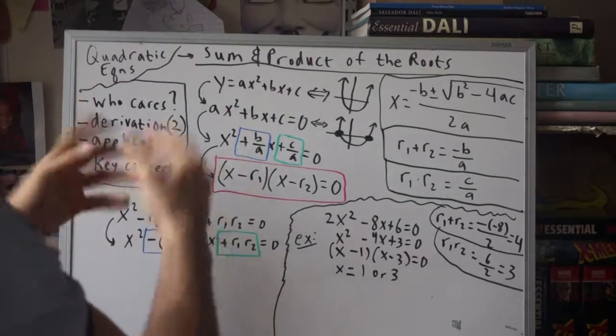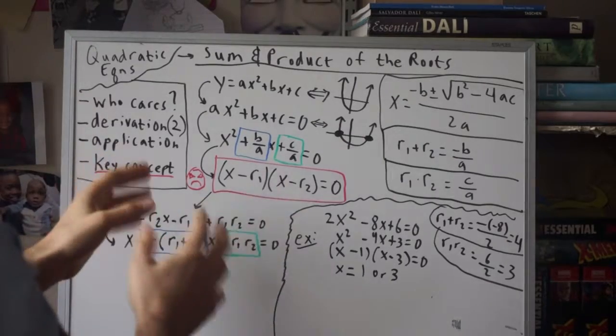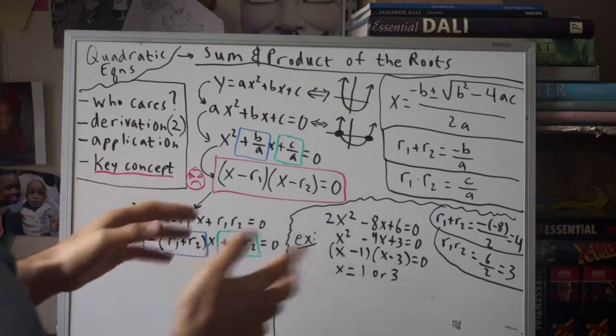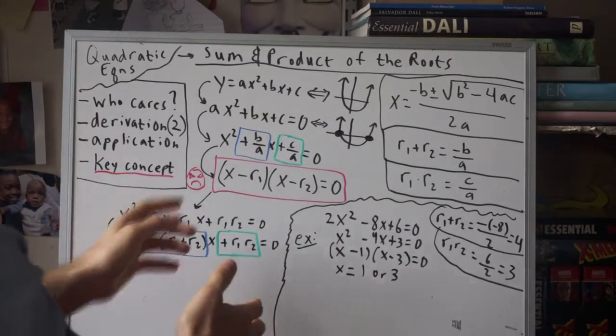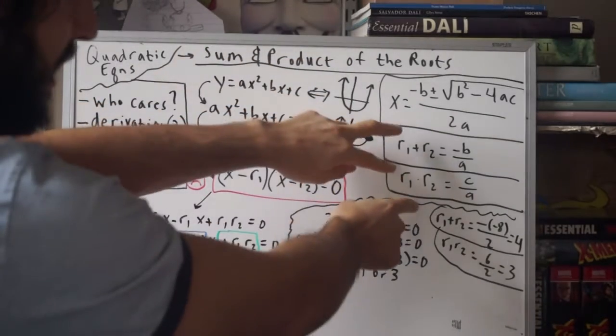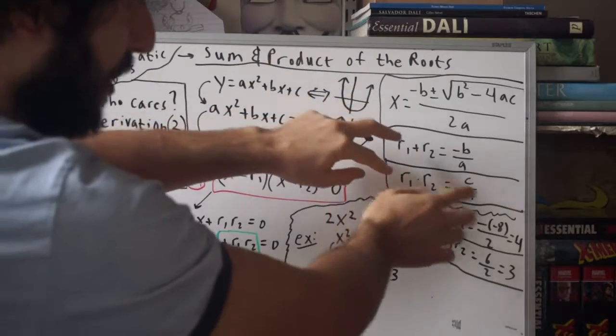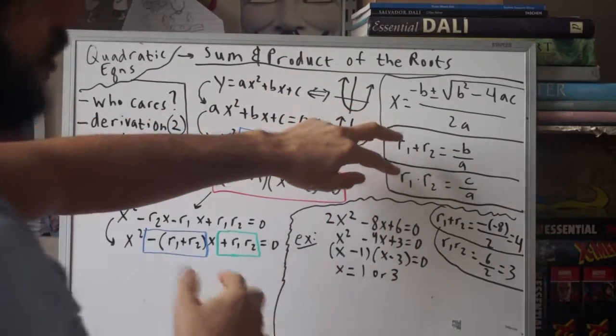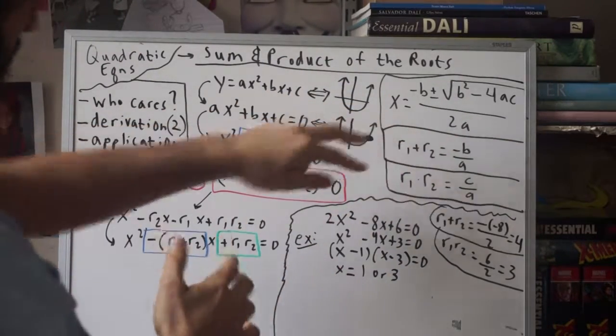So the most obvious, superficial point that a lot of you probably want to know is: what are the sum and product of the roots, and how do you get them? So here are the formulas, but I don't really care that you memorize these. You should know them, but here's how you get them.